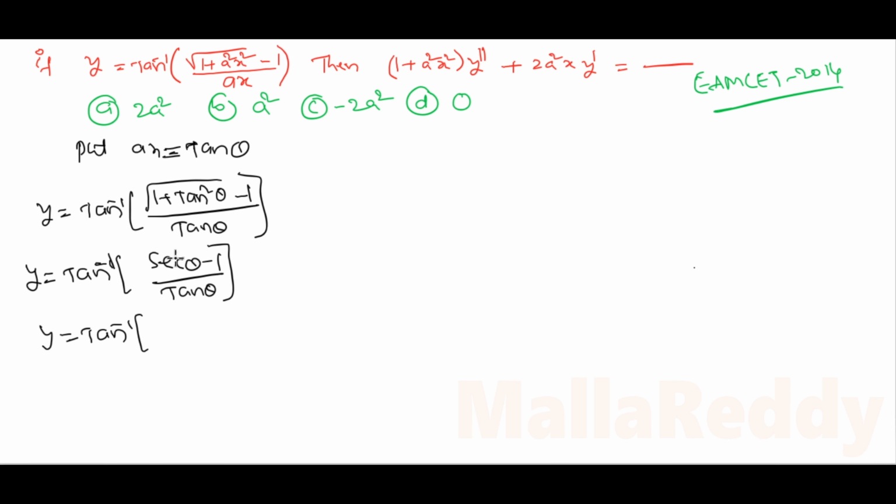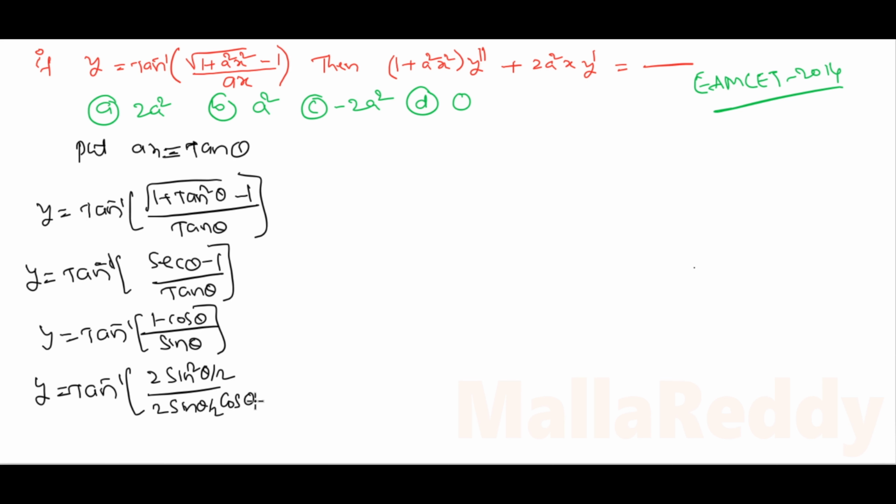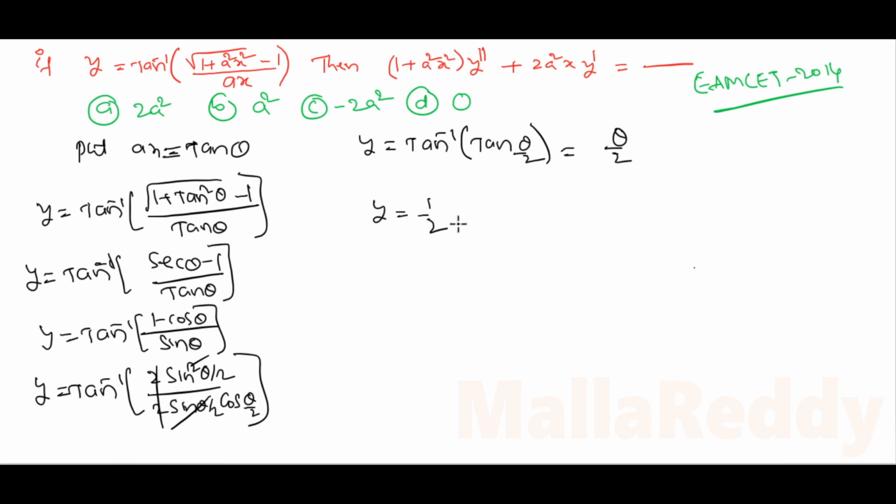Secant theta means 1 by cos theta, tan theta is sin theta by cos theta, that is 1 minus cos theta by sin theta. So y is equal to tan inverse of 1 minus cos theta, which is written as 2 sin square theta by 2, over sin theta, which by the multiple-submultiple formula is 2 sin theta by 2 cos theta by 2. Here 2 cancels, sin theta by 2 cancels. That is y is equal to tan inverse of sin theta by 2 by cos theta by 2, that is tan theta by 2, that is equal to theta by 2. Y is equal to half into theta, which means half tan inverse of ax.